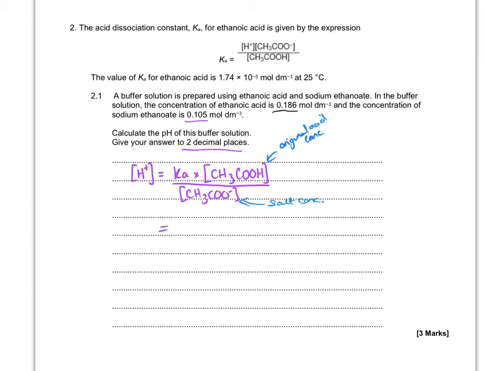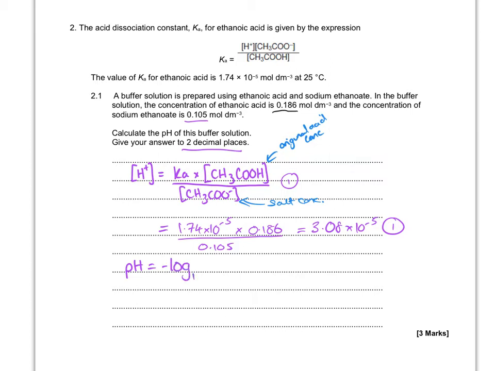So if we substitute the numbers in, then we get a hydrogen ion concentration of 3.08 times 10 to the minus 5. We're going to get 1 mark for rearranging and 1 mark for working out the hydrogen ion concentration, but that's not quite the end. It's asking us for the pH.